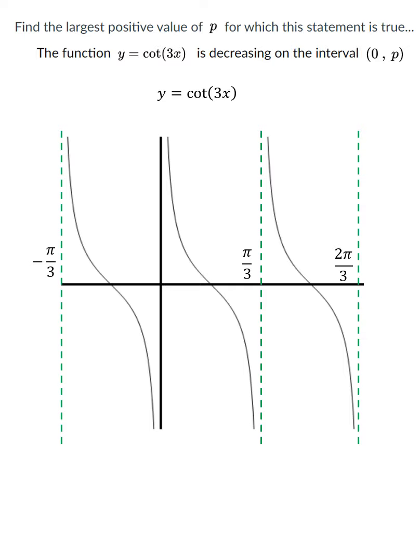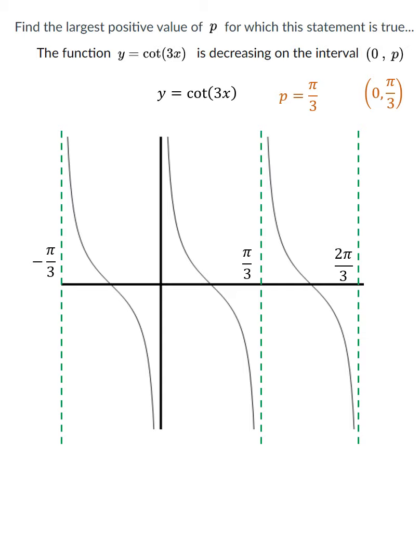Let's get back to the question at the top of the page. We want to find a number p so that the function is decreasing on the interval from 0 to p. The answer, by the way, turns out to be pi over 3. And you can see by looking at the graph that this function is decreasing on the interval from 0 to pi over 3.